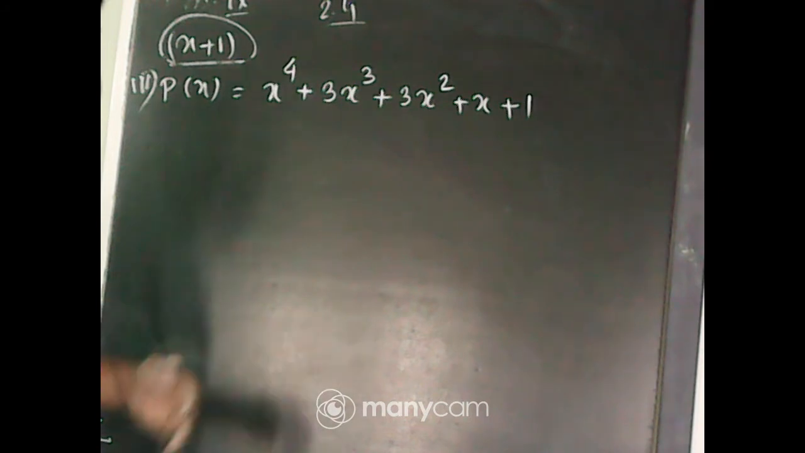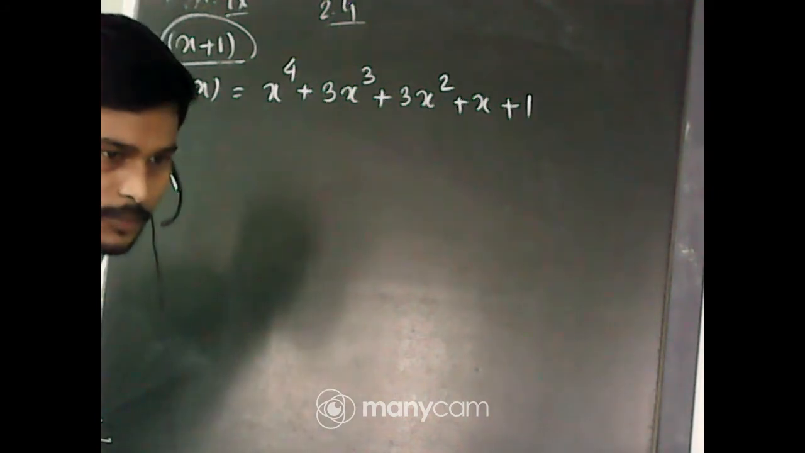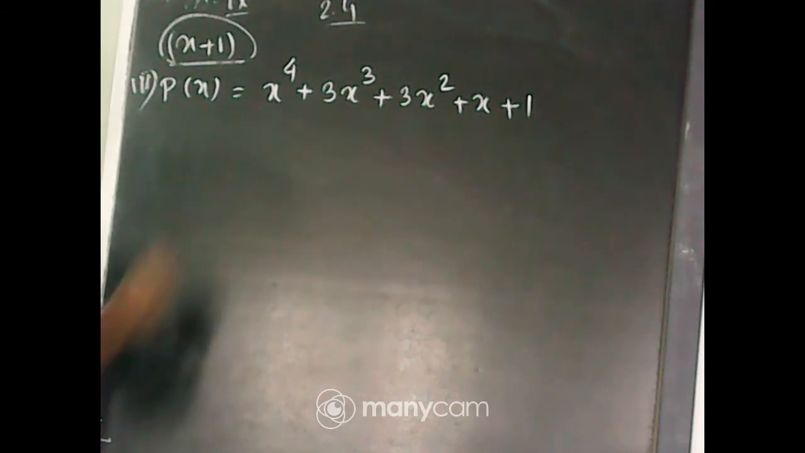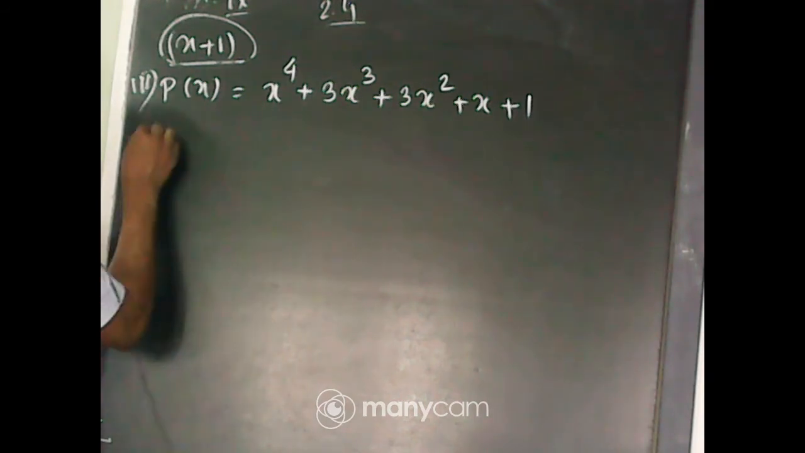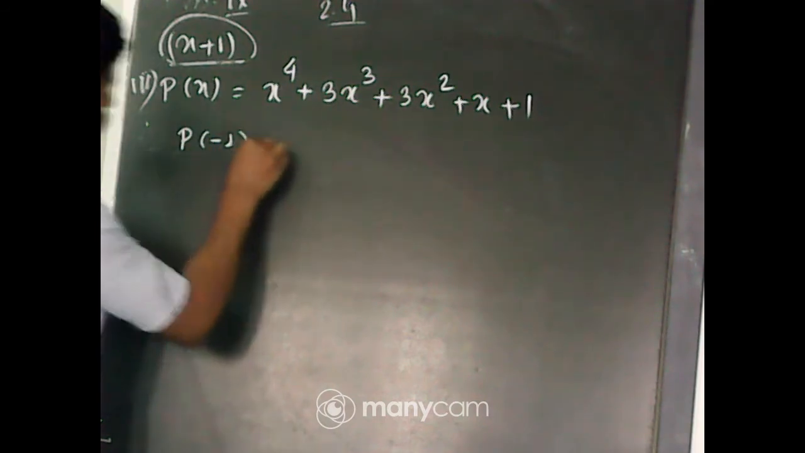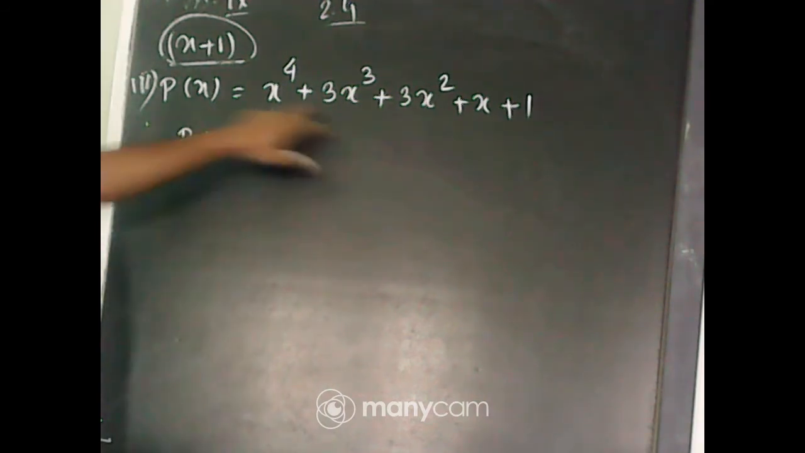Yes, we will put minus 1. Just wait a second, I am answering your question. Okay, so we'll put minus 1. So therefore p of minus 1 is equal to, now put x equal to minus 1.